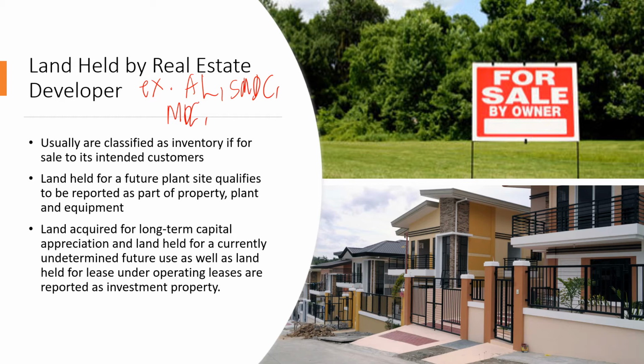Now, land held for a future plant site qualifies to be reported as property, plant, and equipment, because it is vacant land, and you will use that vacant land later on as part of your operation. For example, there's a vacant land and you are a manufacturing company. You're going to construct a factory on that particular site. So therefore, that vacant land should be part of property, plant, and equipment.